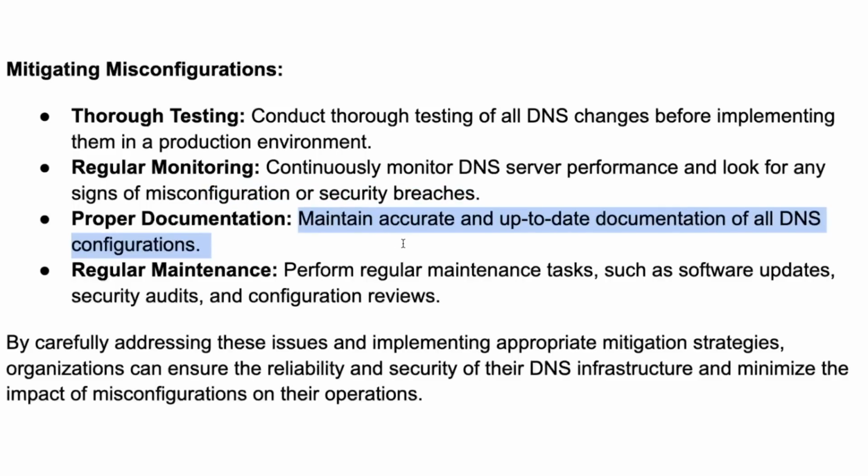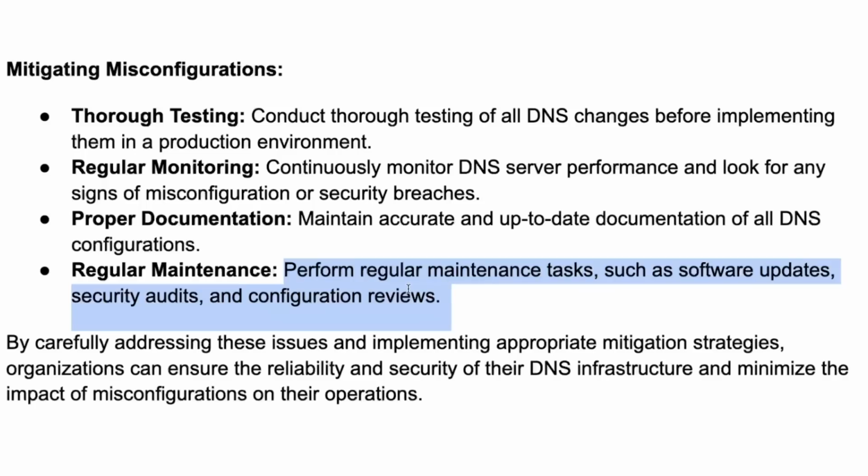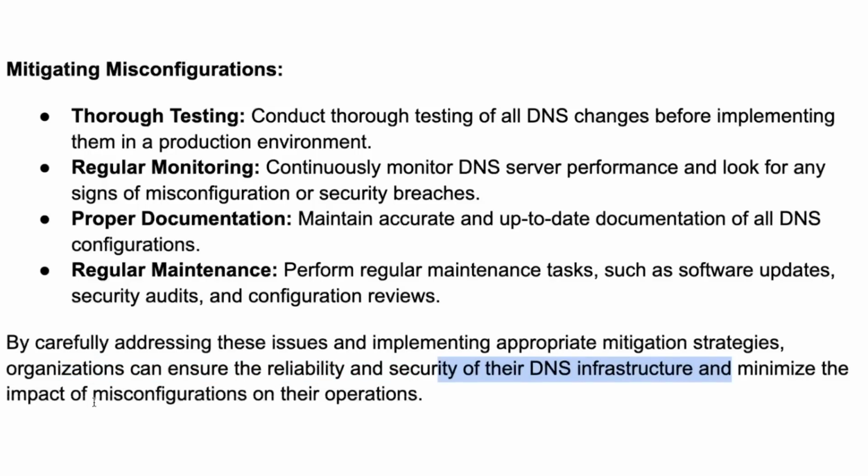Maintain accurate, up-to-date documentation. Have a good playbook, right? Like have good documents, have good notes. And then a regular maintenance task like software updates, security audit, all of these things, very, very basic concepts. These are common sense, and you should be doing them for everything that we're talking about, not just DNS or DHCP or just service. You should be doing this regularly. This is a part of your job as somebody who is in IT. So by carefully assessing and addressing these issues and implementing appropriate mitigation strategies, organizations can ensure the reliability and security of their DNS infrastructure and minimize the impact of misconfigurations on their operations.